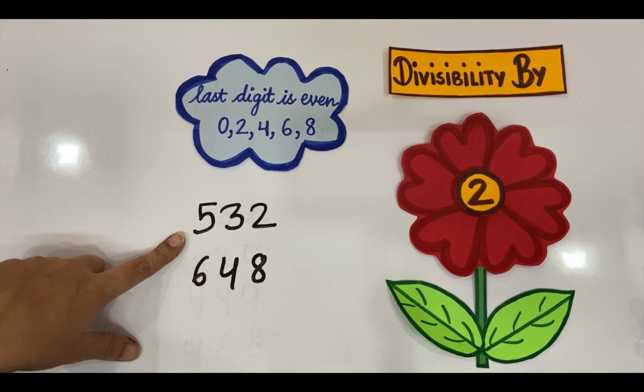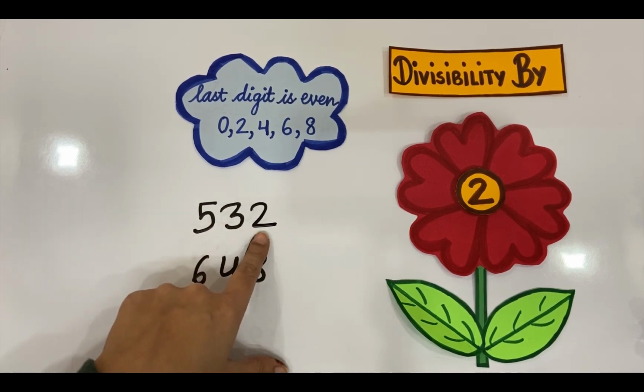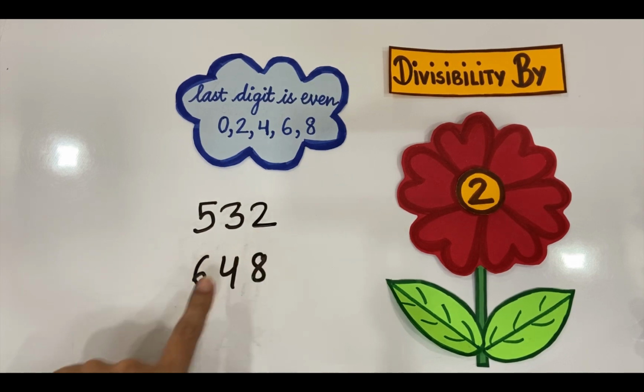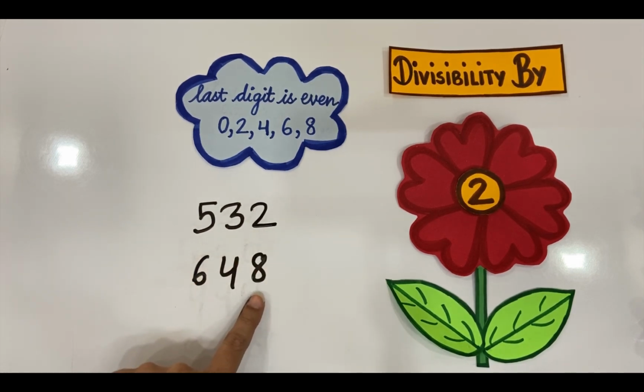For example, 532. In this, the last digit is 2, that is even. So it will be divisible by 2. 648. Last digit is 8. It is even, so it will be divisible by 2.